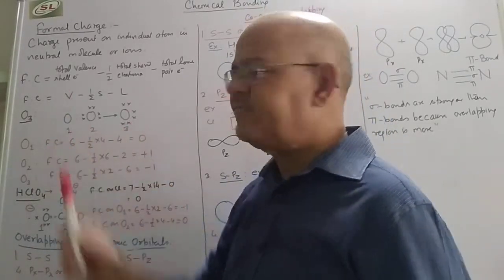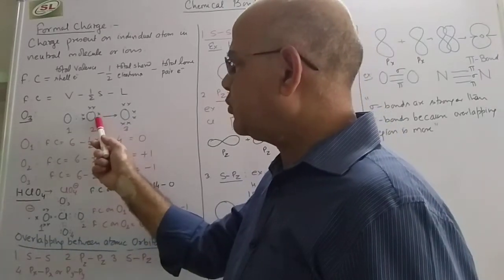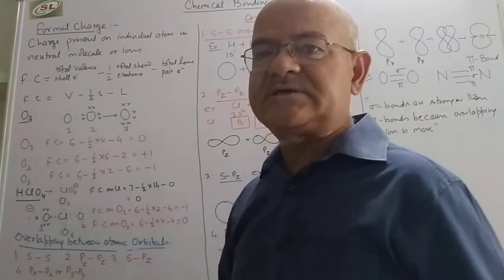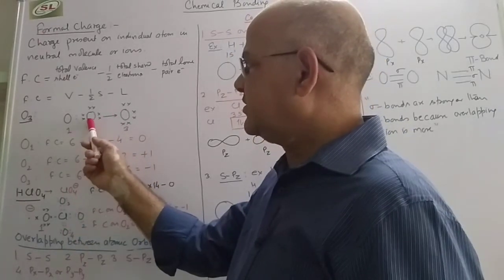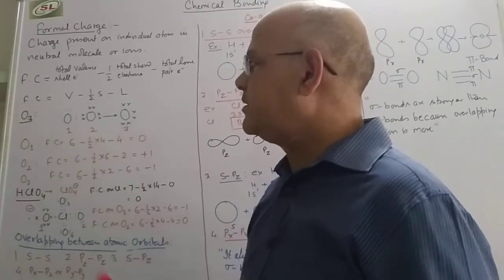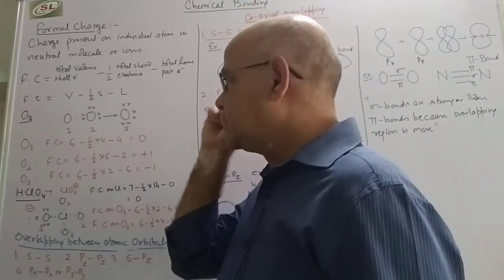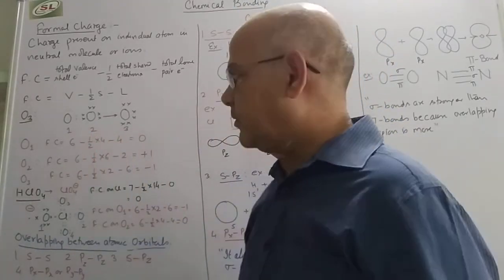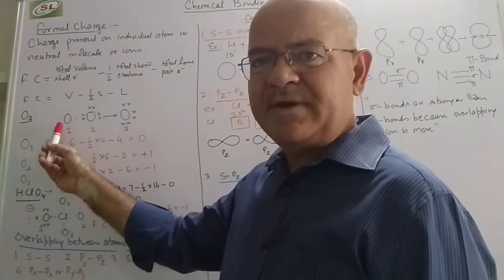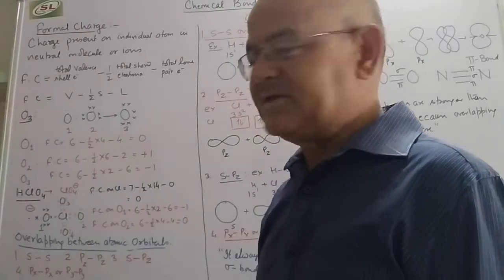When the third oxygen joins the ozone, by the donation of a lone pair of electrons, the coordinate bond is formed. Because this oxygen has a complete octet, it cannot combine by a covalent bond with the third oxygen. That's why the coordinate bond is formed. I have just marked them number 1, 2 and 3 to find out the formal charge.